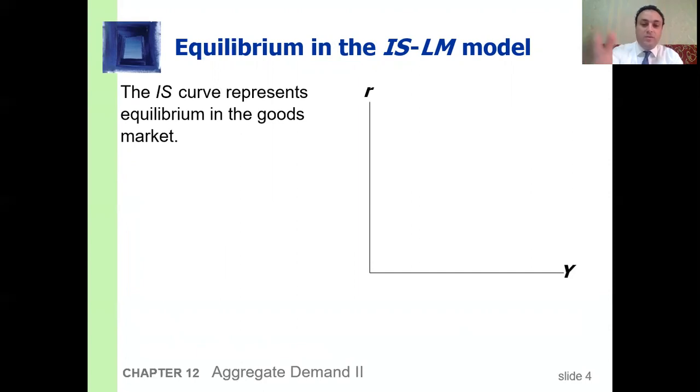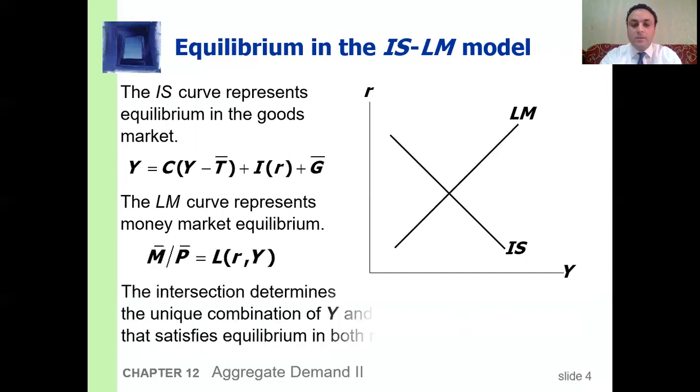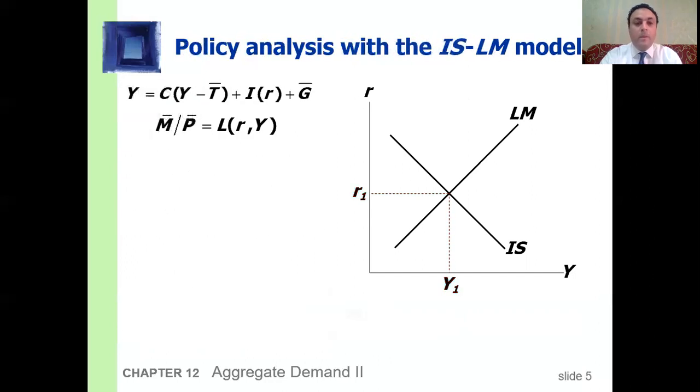As you see, you have the interest rate here and the output on the x-axis. The IS curve represents equilibrium in the goods and services market, as we know. So this is the IS curve, and the LM curve represents the money market equilibrium. The intersection between the IS and LM curves determines the unique combination of income and interest rate that satisfies equilibrium in both markets. So, the policy analysis with the ISLM model.